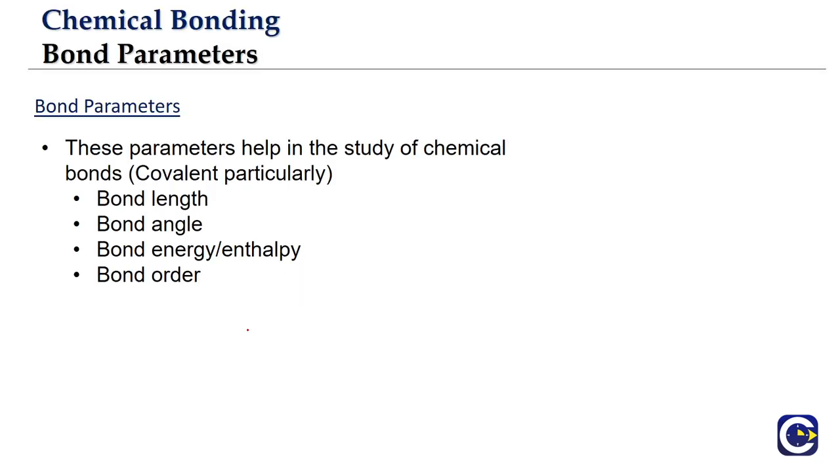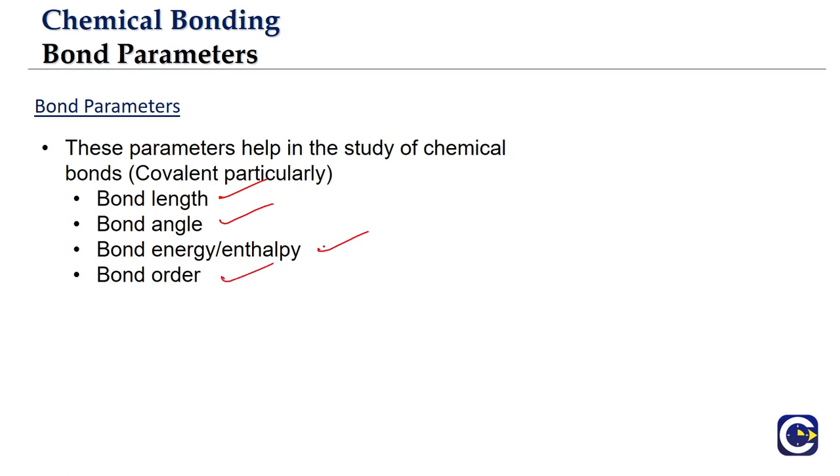Hello everyone. In this video we will discuss the bond parameters. Bond parameters are basically the properties or attributes that we will associate with the covalent bond generally. So if you look at what are the bond parameters that we will be focusing on, one is the bond length, second is the bond angle, third is bond energy or bond enthalpy, and fourth one is bond order.